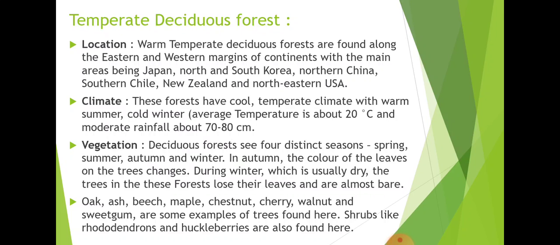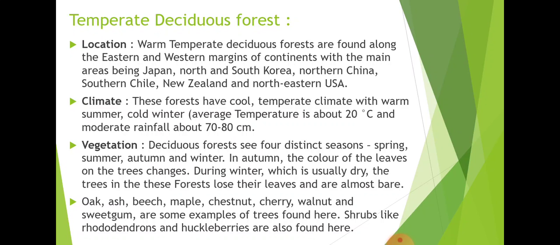Basically they have the cold winter as well. And the average temperature is about 20 degrees Celsius. So the temperature of the temperate deciduous forest is about 20 degrees Celsius, and the rainfall here is about 70 to 80 centimeters throughout the year.